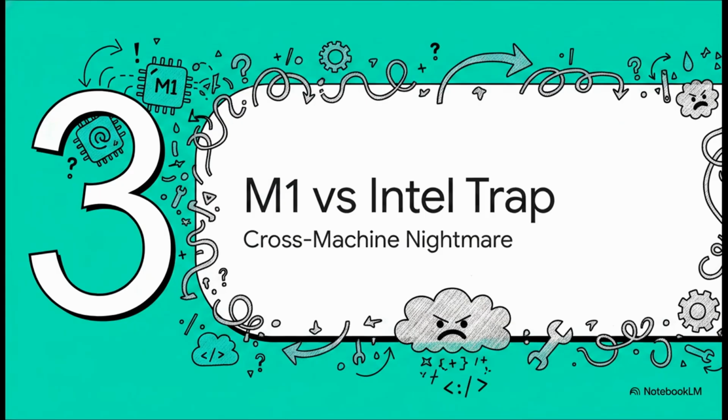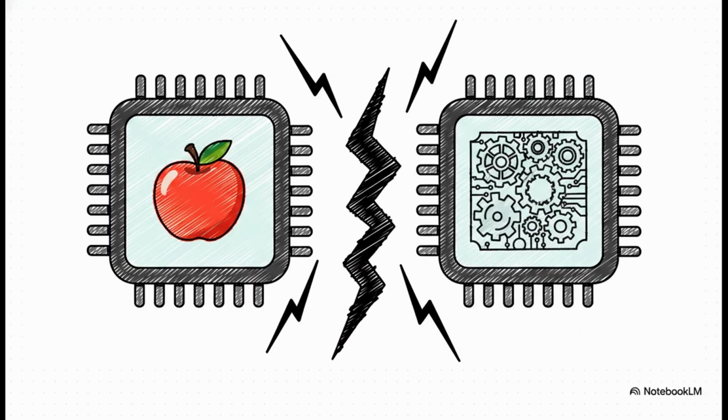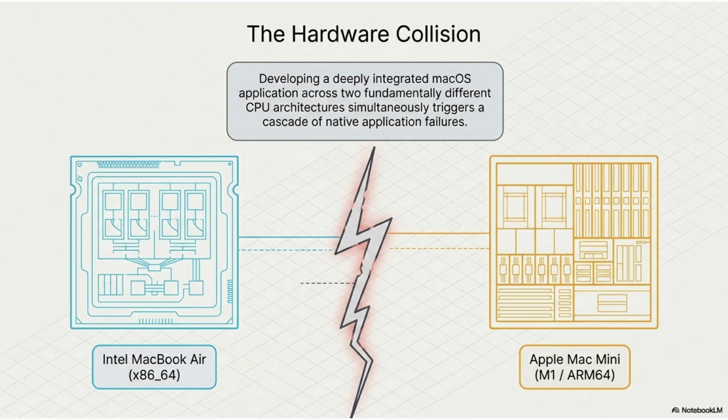Section 3, the M1 versus Intel trap, a cross-machine nightmare. Now, building this native, local-first experience across different Apple hardware led to what a recent Gemini AI audio overview called a classic developer nightmare. See, the developer was building this project across two totally different hardware architectures, an Apple Silicon M1 Mac Mini, which uses ARM64, and an Intel-based MacBook Air, which uses x86-64. Think of the M1 and the Intel chips as speaking two completely different languages. You can't just copy-paste a translator trained for one into the other.